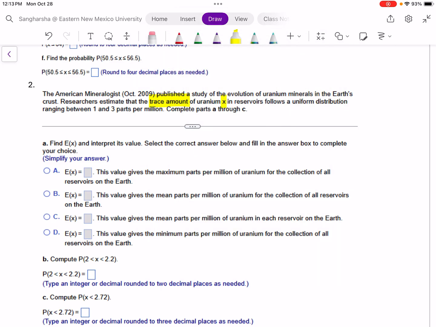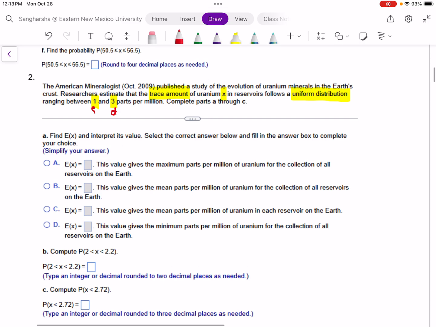Okay, and the reservoirs follow a uniform distribution. See, this X also follows the uniform distribution, ranging between 1 and 3. Now, what are these 1 and 3? These are C and D, okay? We have a uniform distribution, and X is the amount of uranium. And the value of X ranges between 1 and 3. So your 1 is C, 3 is D, okay? And we are asked to find the expected value and interpret.